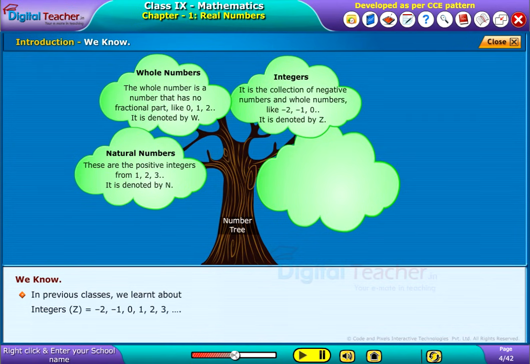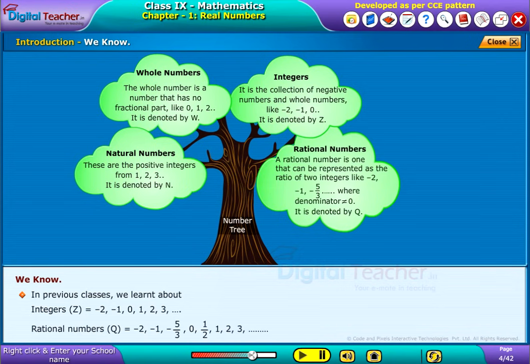Integers. It is the collection of negative numbers and whole numbers like -2, -1, 0 and so on. It is denoted by Z. Rational numbers. A rational number is one that can be represented as the ratio of two integers like -2, -1, -5/3 and so on, where denominator is not equal to 0. It is denoted by Q.